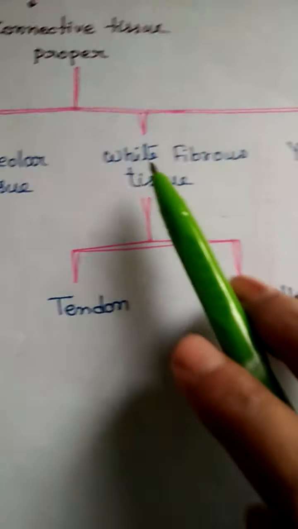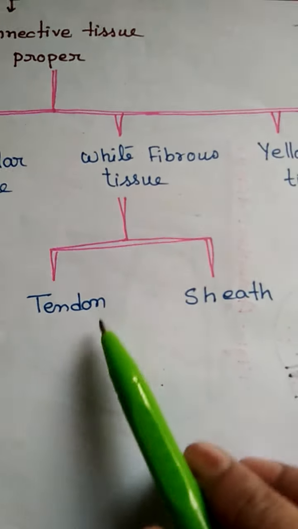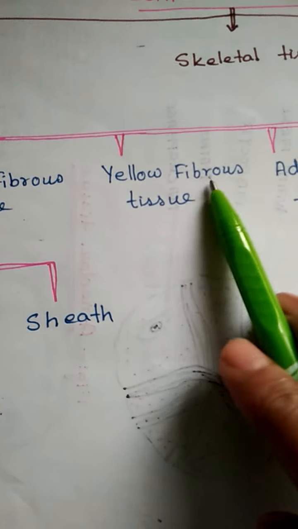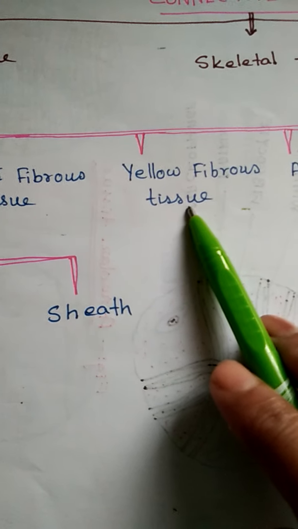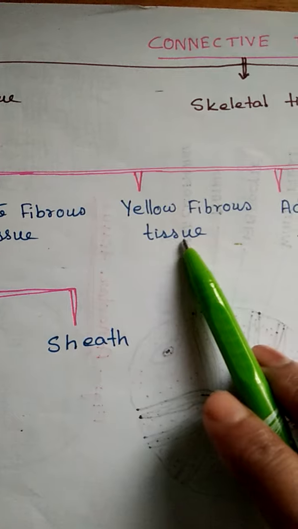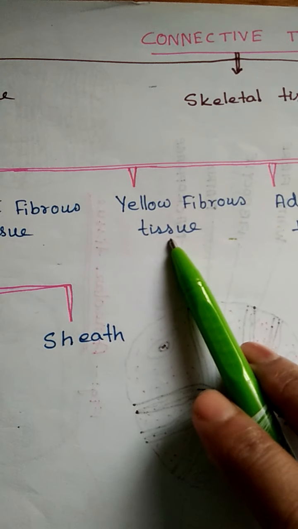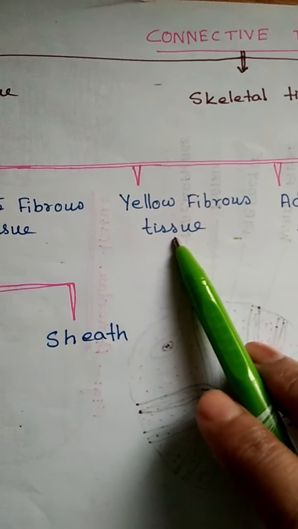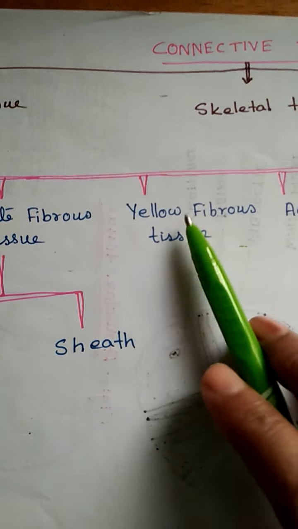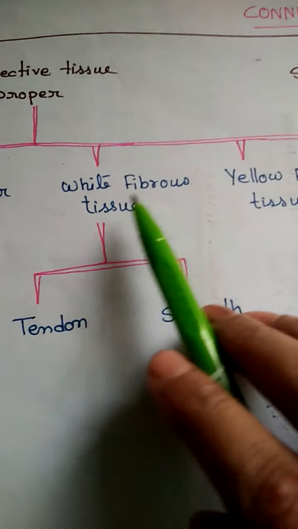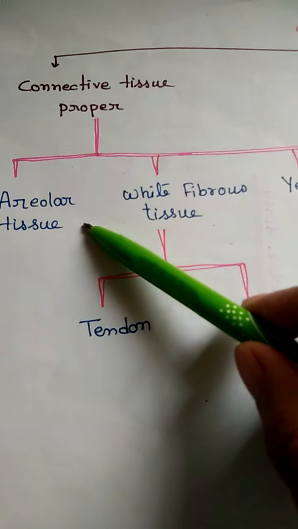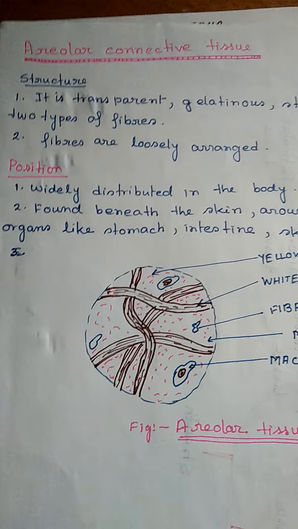Among these, white fibrous tissue is again of two types, tendon and sheath. Yellow fibrous tissue is actually known as ligament. In class 9 you have already studied the difference between ligaments and tendons. So ligaments are yellow fibrous tissue, and in white fibrous tissue, tendon is present. Let me start from the first one, areolar tissue.